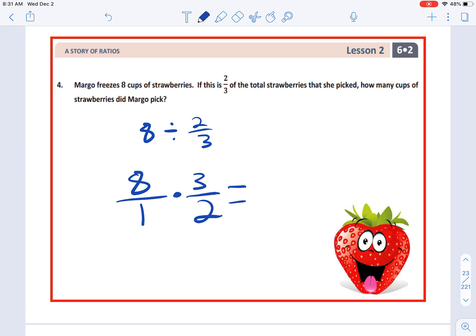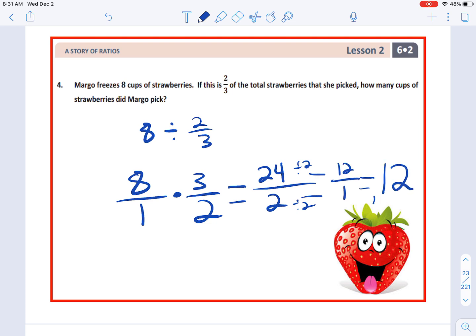Okay, and then 8 times 3 is 24. 1 times 2 is 2. We have 24 over 2. We need to simplify it. Divide both by 2. And we get 12 over 1. 12 over 1 is equal to 12. So how many cups of strawberries did she pick? She picked 12 cups of strawberries.